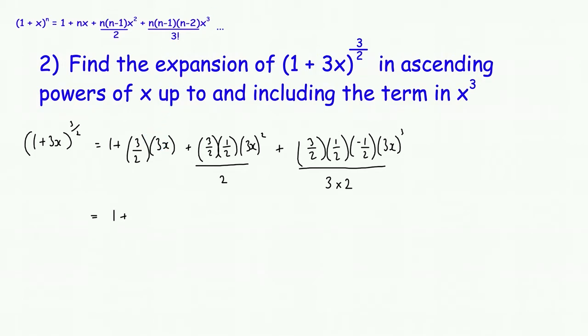So, first thing to recognise is that this is going to be the top of my fraction and this is the bottom of my fraction. So the top is going to be 3 times 3, which is 9. So that's 9 over 2x, or 9x over 2. The next term is going to be positive.